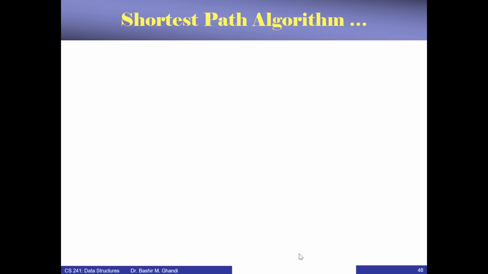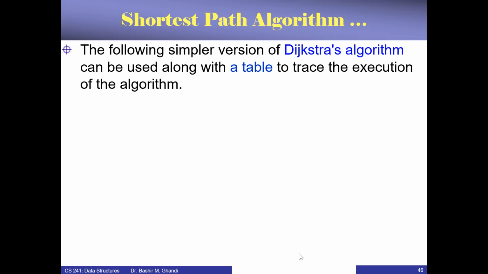This will be more clear when we take the example. So we will see a full example, actually two examples. One of them I will show you in detail using animation, and the other one I will make a little simpler. But before we take the example, this is a simpler version of the algorithm that works with a table, to trace the execution of the algorithm.